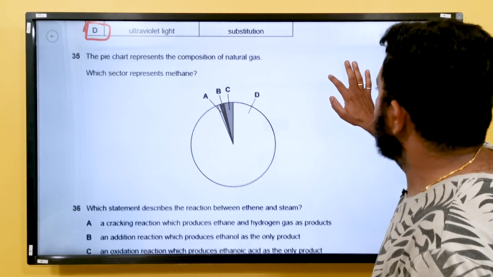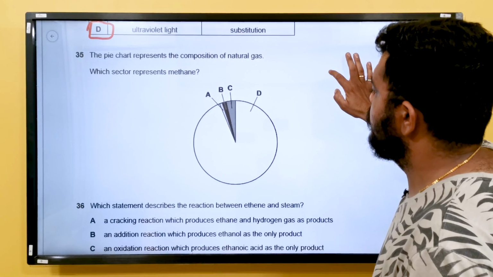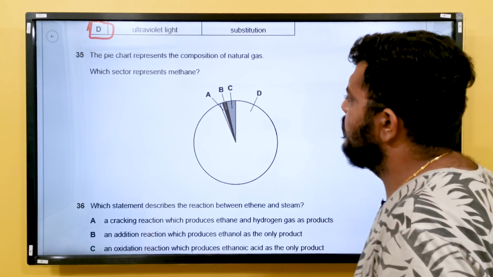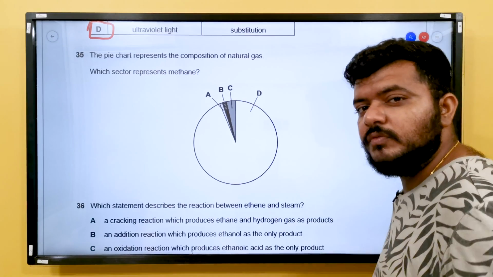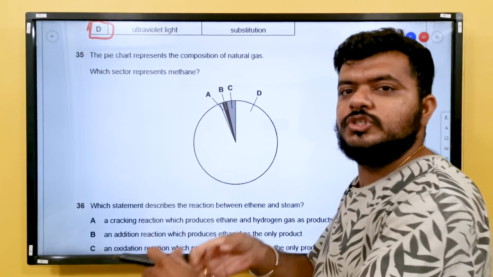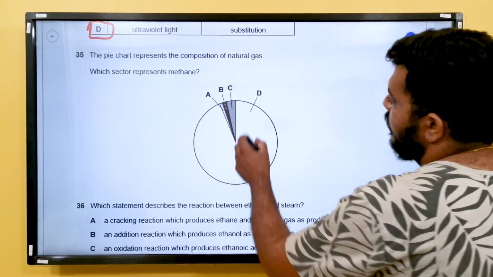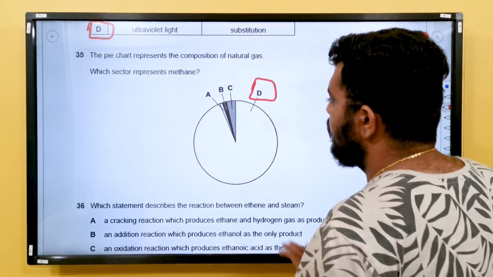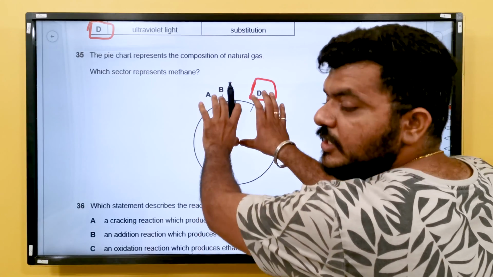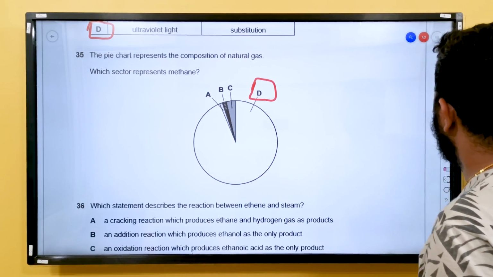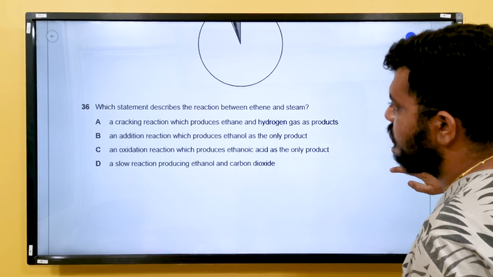Okay, the pie chart represents the composition of natural gas. Which sector represents methane? What is the maximum of natural gas? Methane. Most of the natural gas is prominently methane, and therefore your correct answer is D. In this pie chart, the largest area is covered by option D. It seems to be methane. Let's look at the next question.